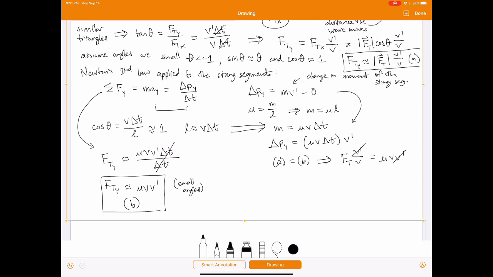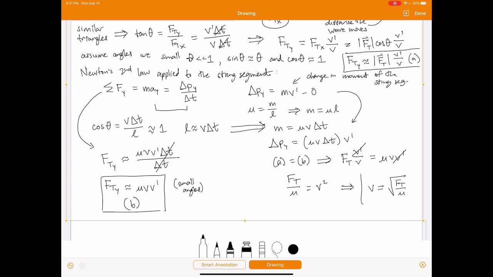That doesn't even come into play here. And what we're trying to do is solve for v, the speed of the wave. So if I multiply on both sides by v and divide on both sides by mu, I'm going to have Ft over mu is equal to v squared. And so therefore, v, which is the speed of our wave, is equal to the square root of ft divided by mu.